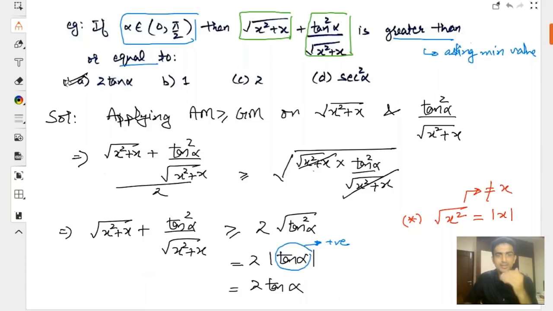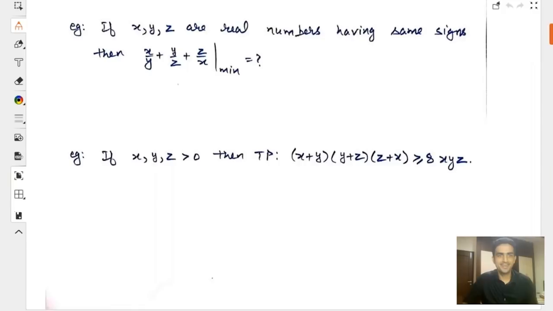Now, slowly, let us move toward bit better questions. This one. First, read the question carefully and immediately realize, yes, it will be easily done by AMGM.